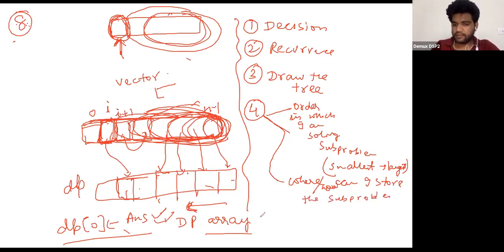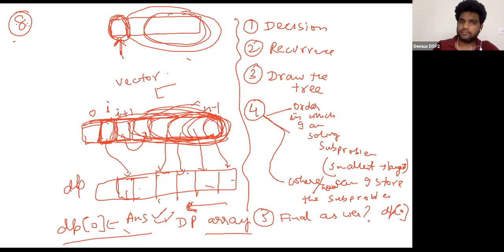And from there, the final step was what is the final answer. So the final answer we said was DP of 0. So any questions in any of these steps 1 to 5?